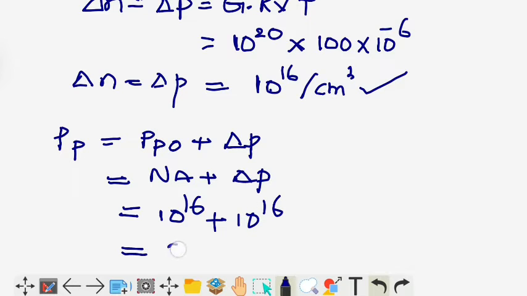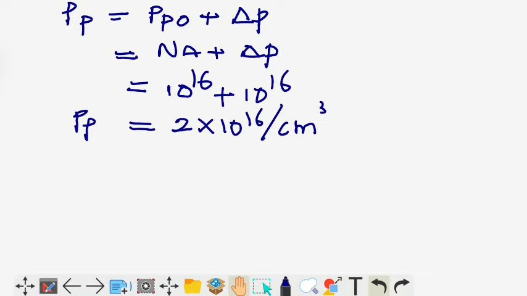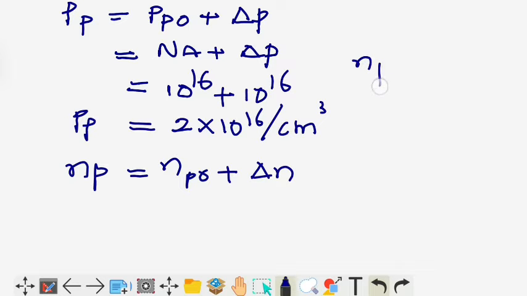So that is 2 into 10 to the power of 16 per centimeter cube, pp, the steady state hole concentration. So let's find out the steady state electron concentration now. So n in a p-type semiconductor, that is np here, is np naught plus delta n. So now what is np naught?